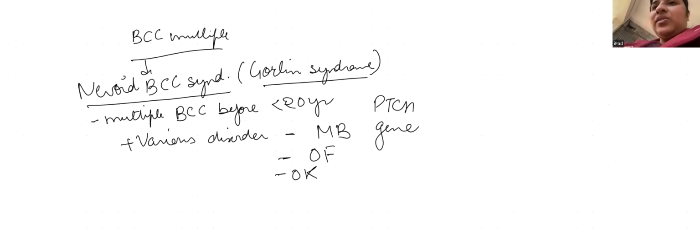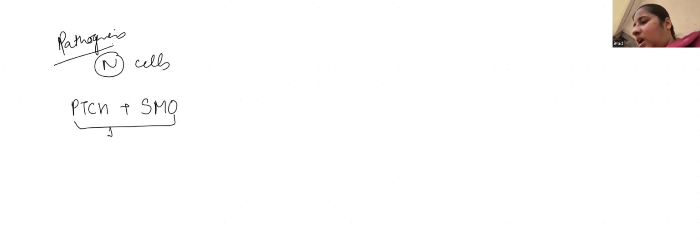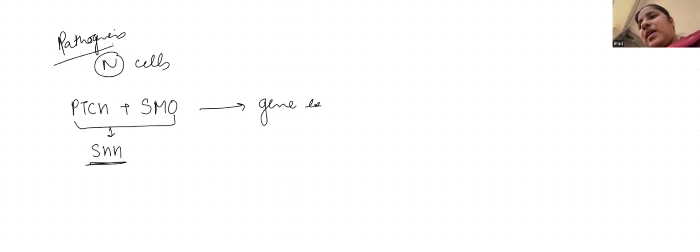Now we come to the pathogenesis. So what happens basically in a normal cell is that PTCH plus SMO forms a complex while binding with the SHH. Okay. And it leads to gene expression and normal growth. That is normal growth.